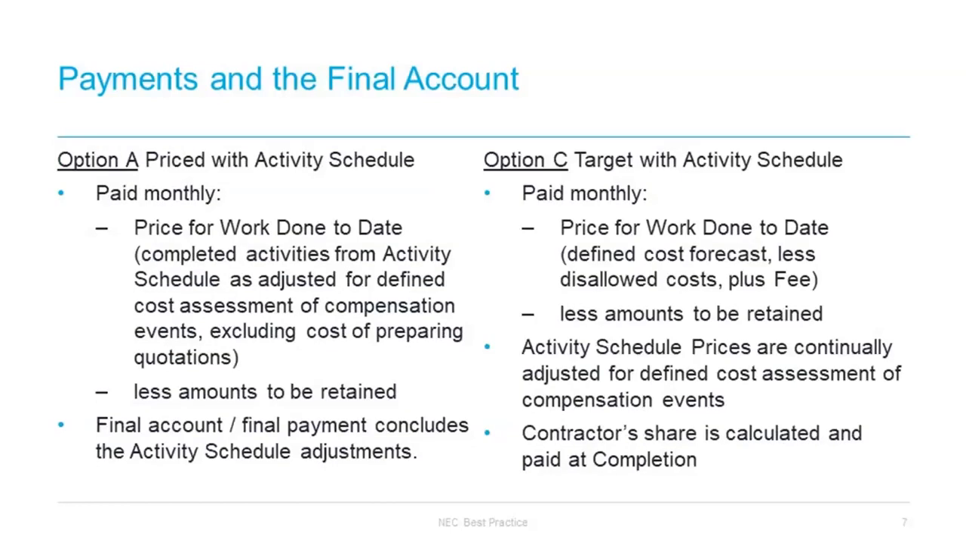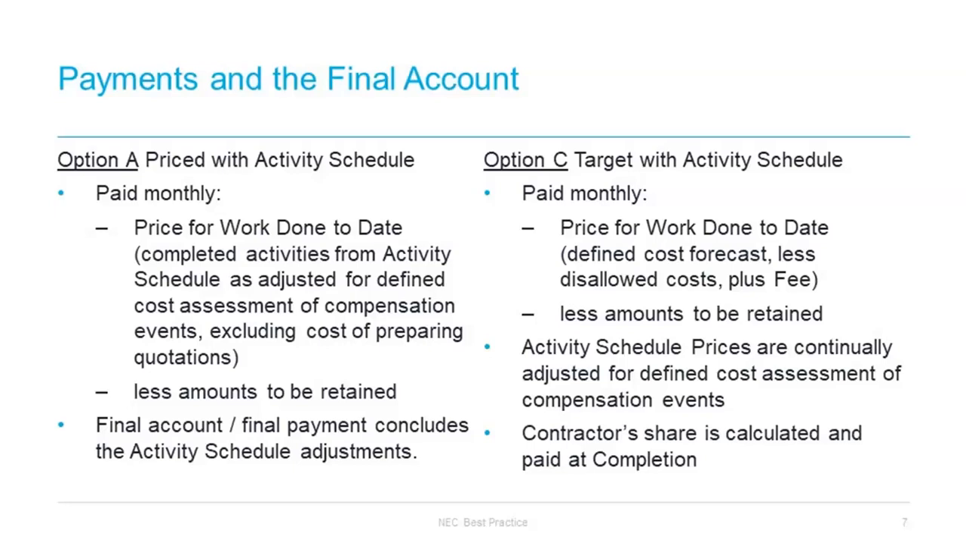I want to just briefly recap the main difference between option A and C, which are both based on the activity schedule and how payments are made. So just as a reminder then, in option A, the contractor is paid monthly for the completed activities on the activity schedule, less any amounts to be retained. Compensation events then adjust the activity schedule as the project goes along, and that will then be reflected in what is paid in those monthly payments.